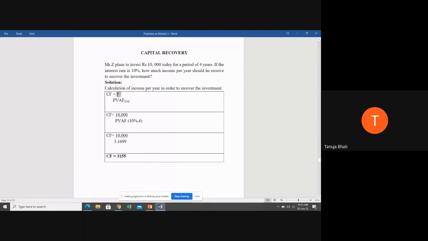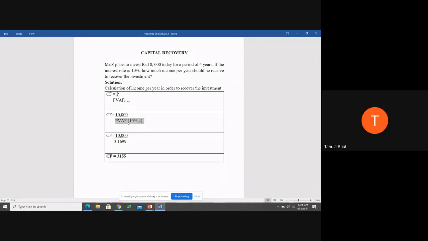Now, the present value is nothing but your investment amount. Whatever capital you are investing today is your present value. So today you are investing 10,000 rupees, given in the problem, divided by the present value annuity factor, which is 10% for 4 years. Can anyone tell me which table I need to use to find this value? If I want the present value annuity factor, which table number should I use?